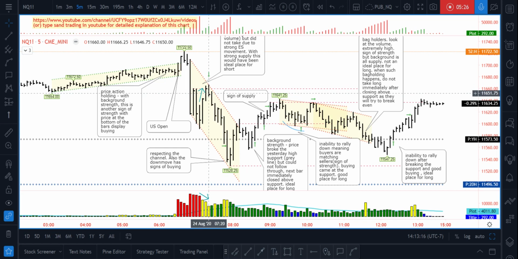This is an ideal place to take the shot, especially because you can see the minute reading where this close could not break this swing high, and then the next bar closed on the low, and with the declining volume, the background is selling, and because of that, you could take a shot.